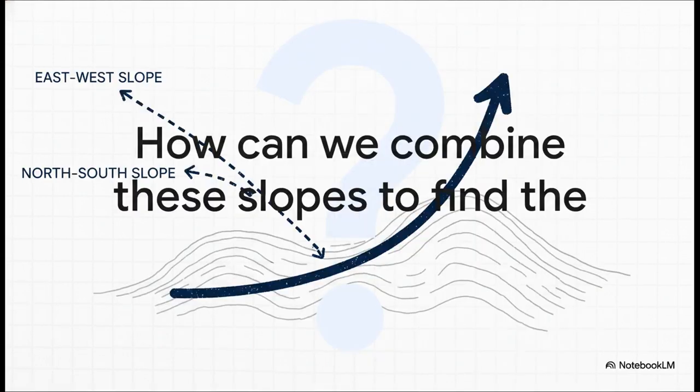So we managed to take this infinitely complex problem and simplify it by just looking at a couple of key directions. We found the slope facing east-west and the slope facing north-south. But that leaves us with one final, really fascinating question. How do we combine that information to find the single, steepest path up the hill?